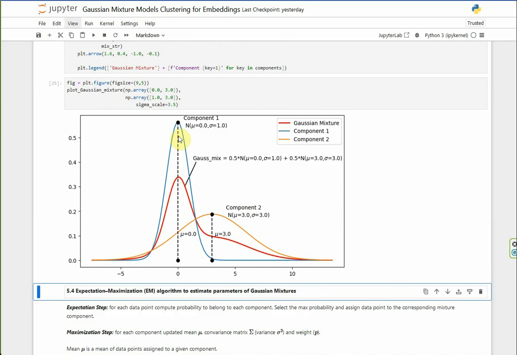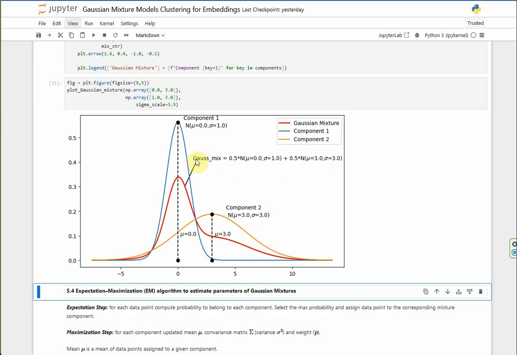So in this case, we have two components. The first component has mean value 0 and standard deviation 1. The second component has mean value 3 and standard deviation 3. We mix them with coefficients both equal to 0.5, and the red line is our Gaussian mixture.